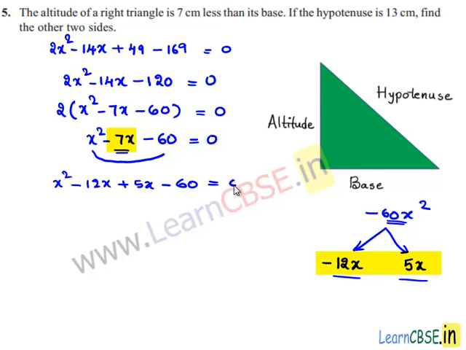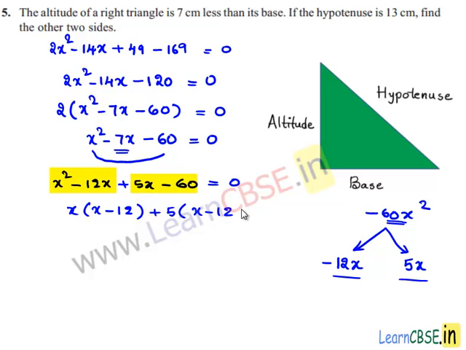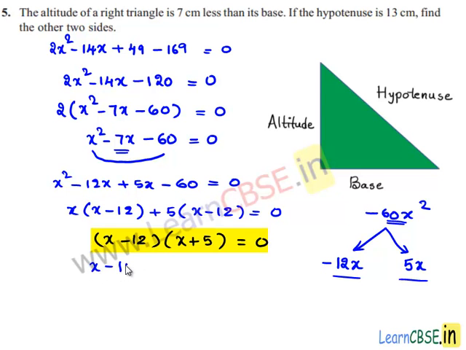This is equal to 0. x can be taken common, remaining will be x minus 12, and 5 can be taken common and remaining will be x minus 12 is equal to 0. Now x minus 12 can be taken common, the remaining terms are x plus 5. This is equal to 0. So x minus 12 is equal to 0 or x plus 5 is equal to 0. So x can be 12 or x can be minus 5.